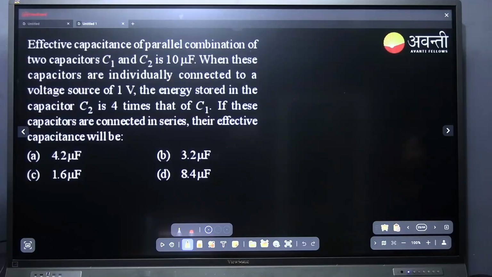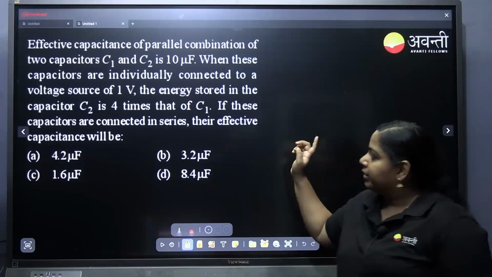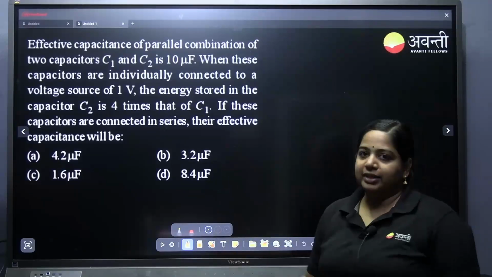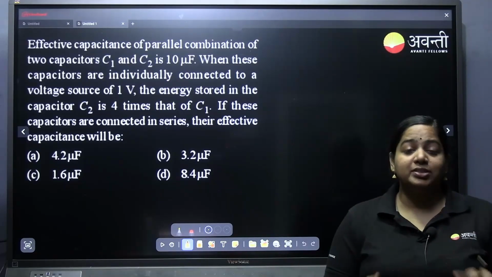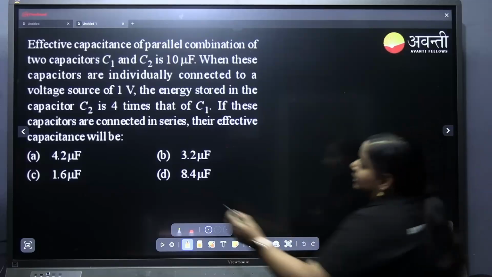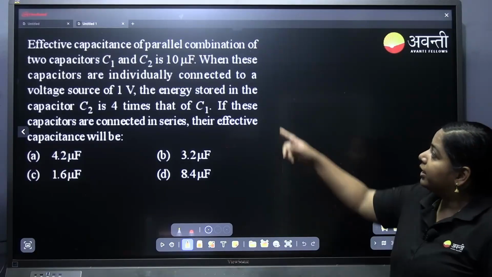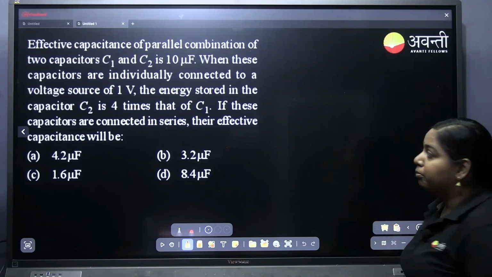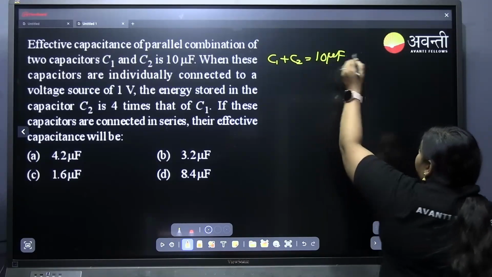Effective capacitance of parallel combination of two capacitors C1 C2 is 10 mu. When these capacitors are individually connected to voltage source of 1 volt, energy stored in capacitor 2 is 4 times that of 1. If capacitors are connected in series, what will their respective capacitance be? Like it is easy, but more steps will be there. Okay. First, it is given that when they are connected in parallel, their total equivalent capacitance is 10 mu f, which means C1 plus C2 will be equal to 10 mu f.